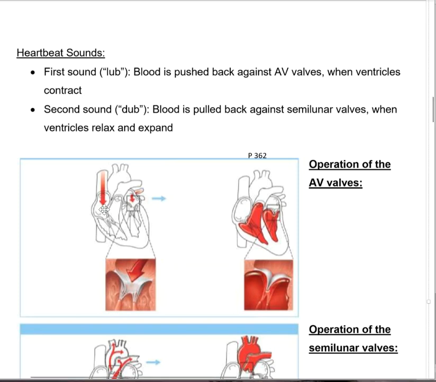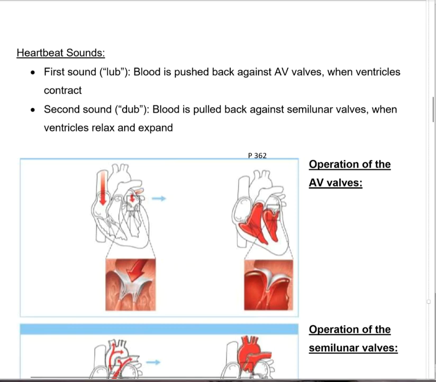So the first sound here is the blood being pushed back against the AV valve. When the ventricles are contracting, we don't want to force blood back into the atria where it came from originally. We want blood to go out the semilunar valves. So the AV valves that are open when blood goes in close up and lock and don't let blood go backwards when contraction occurs.